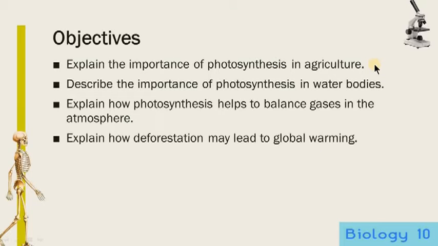We will explain why photosynthesis is important in agriculture. We will explain how photosynthesis takes place underwater and why people need to make use of this. We will explain how photosynthesis helps to balance the concentrations of oxygen and carbon dioxide in the atmosphere. We will explain how deforestation may lead to carbon dioxide buildup in the atmosphere and eventually lead to global warming.